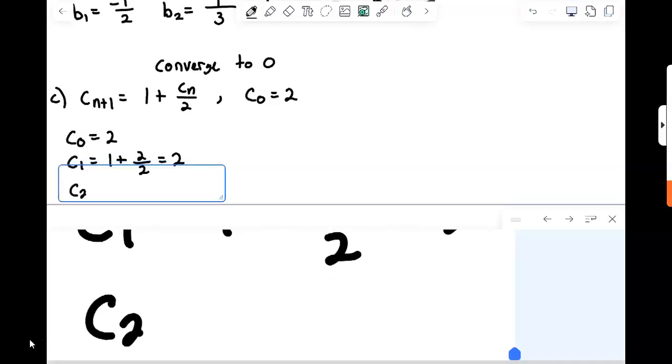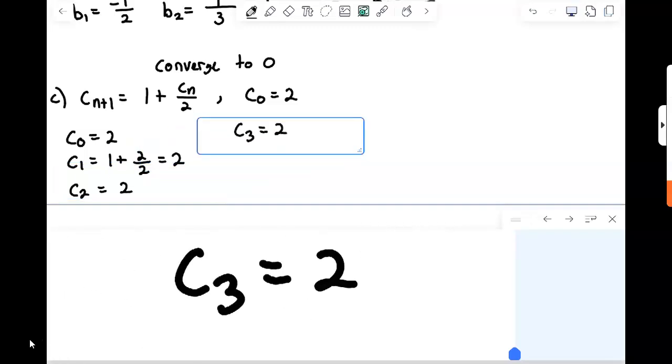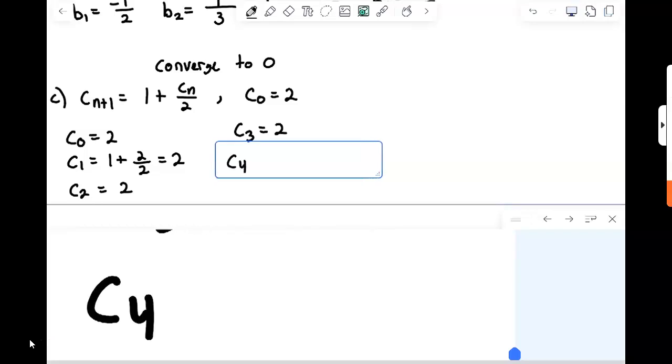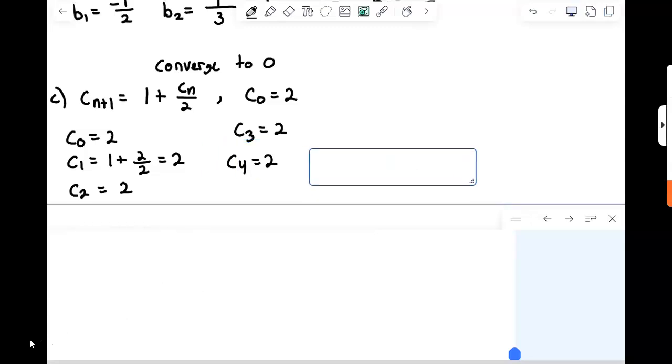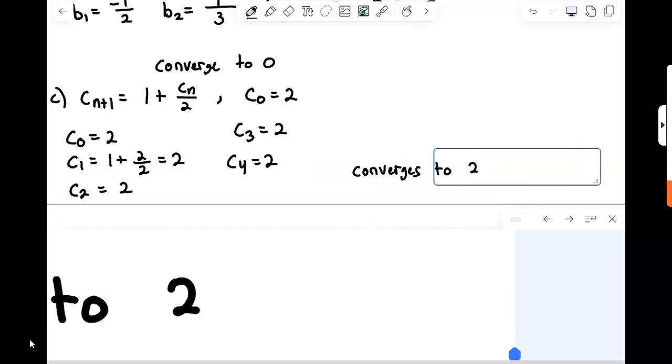And so that means that C2 would be 2, right? And so C3 would be 2. And so C4 would be 2, and onward forever. So this is the not so exciting sequence 2, 2, 2, 2, 2, 2, 2, 2, 2, 2 forever. So, of course, it definitely converges to 2.